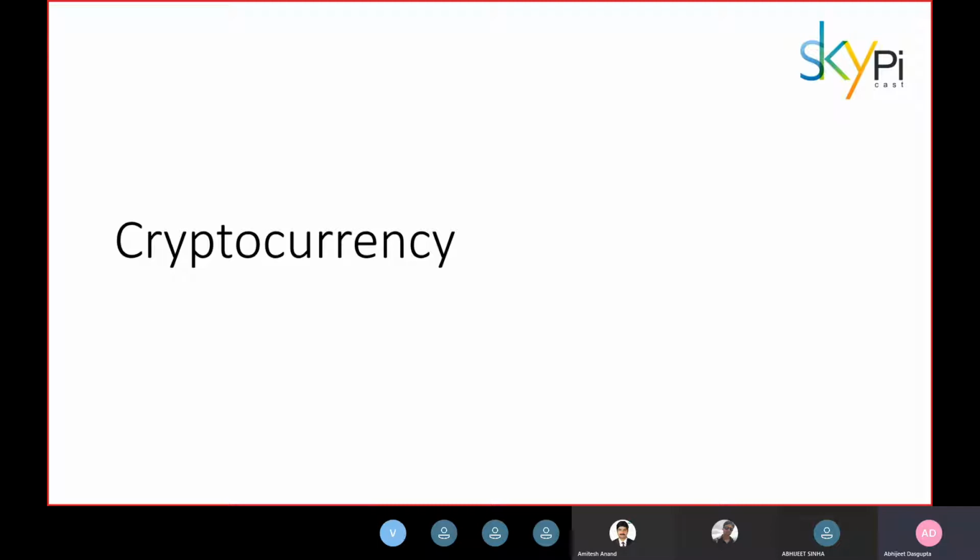So starting with our first topic of the day, cryptocurrency. I'm sure most of you, if not all, must have heard about Bitcoin or some other cryptocurrency. But even if you have not, let's see what they are. A cryptocurrency is basically a digital or virtual currency designed to work as a medium of exchange, which uses cryptography to secure and verify transactions, as well as to control the creation of new units of a particular cryptocurrency.